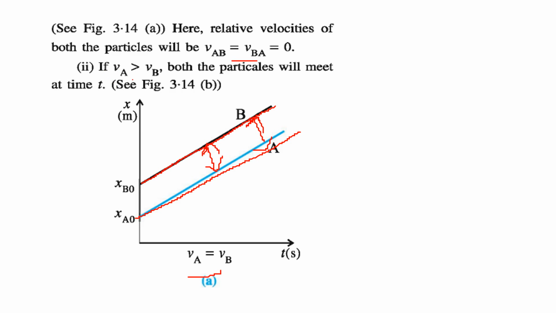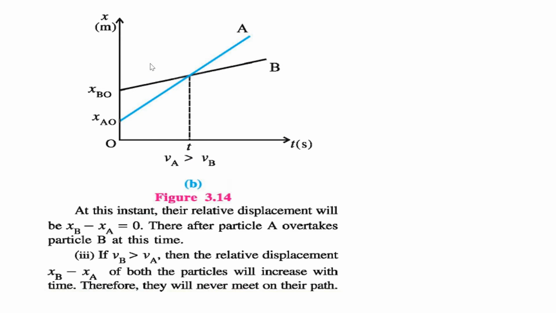Now what happens when VA is greater than VB, meaning A is moving faster than B? Now if A is moving faster than B, then A is going to meet B somewhere at time t. This is moving faster, this is moving slower. So at some point, because VA is greater than VB, they are going to meet somewhere. So at this instant, the relative displacement will be 0, at t equal to t. Thereafter the particle A will overtake it.